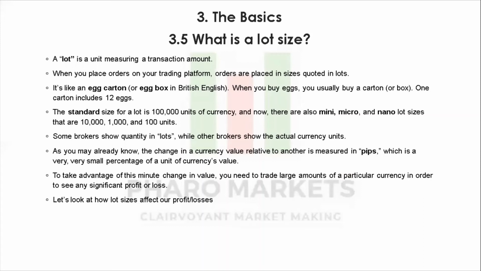Now, as you may already know, the change in a currency's value relative to another is measured in pips, like we just explained, which is a very small percentage of a unit of a currency's value. So you can take advantage of this minute change in value. For example, let's say price moves 10 pips in, say, 3 minutes. If you trade a large lot size, you can make a significant amount of money or lose it, depending on, obviously, your bias. So let's look at how our lot sizes can affect our profits.